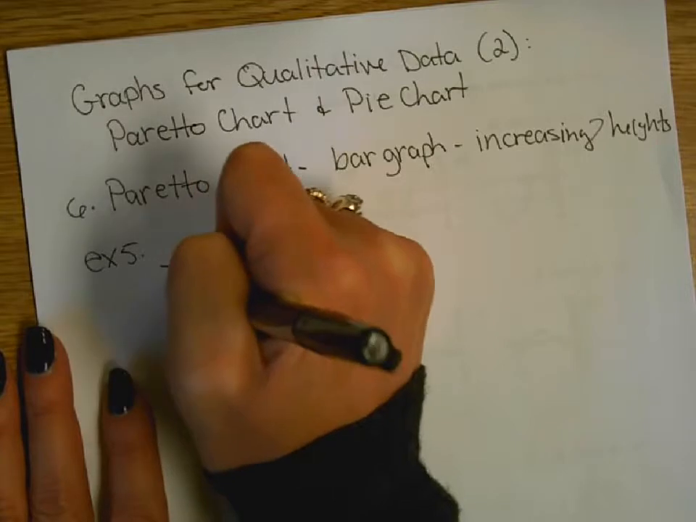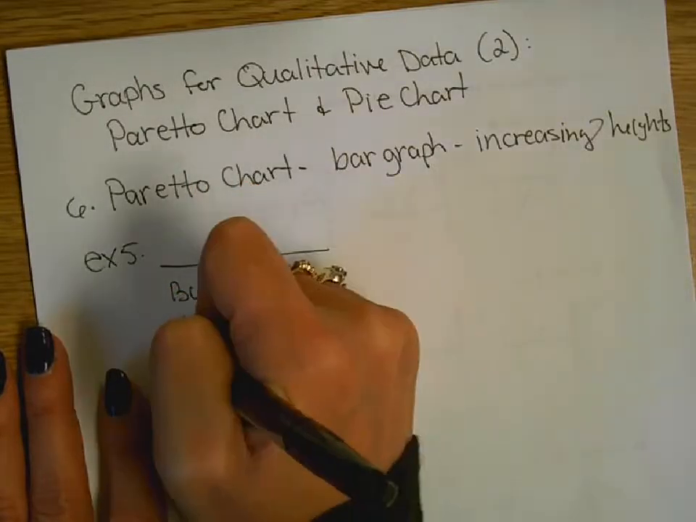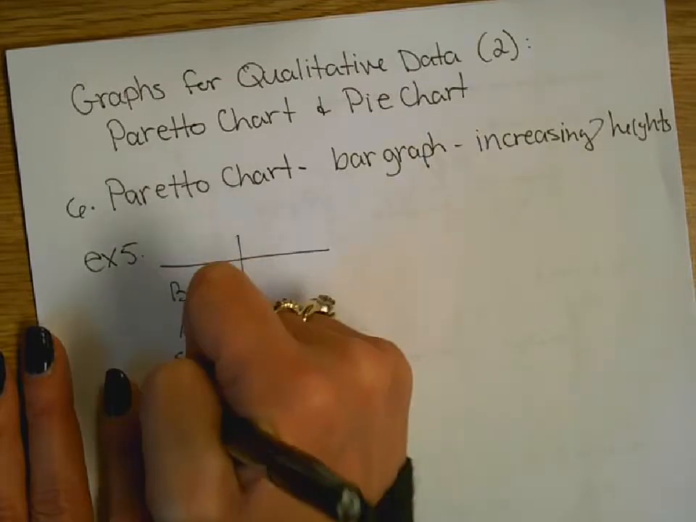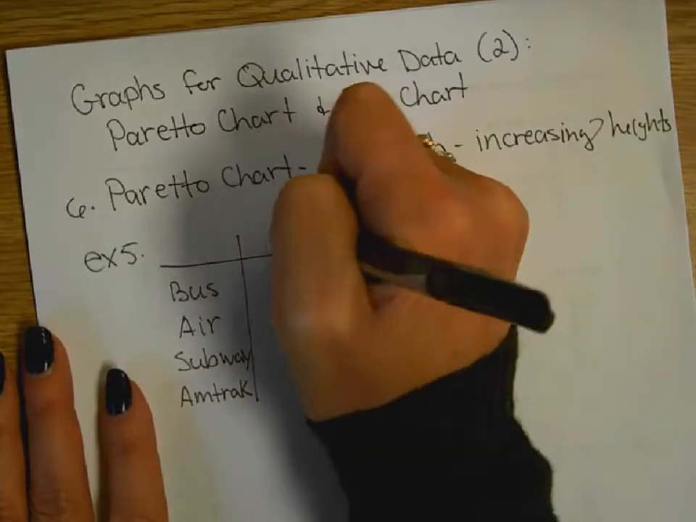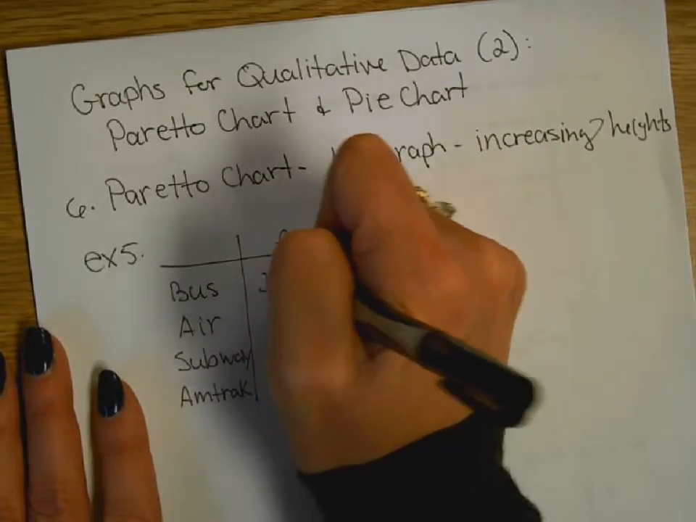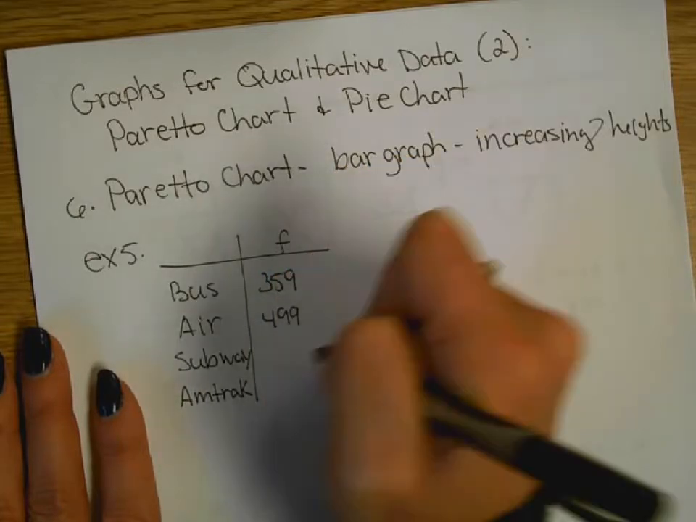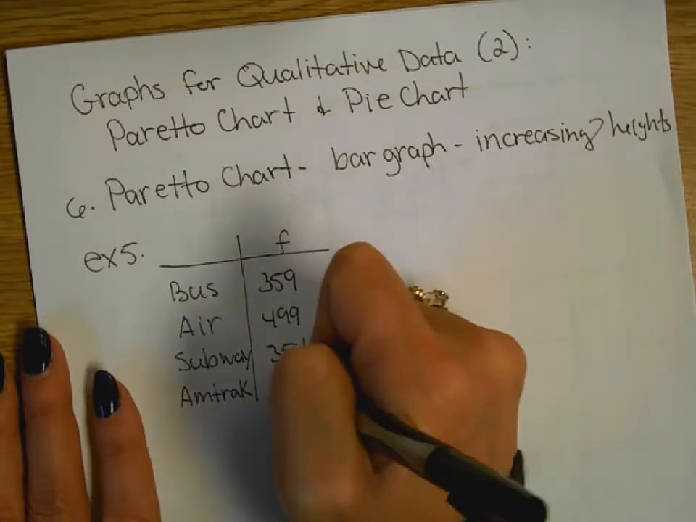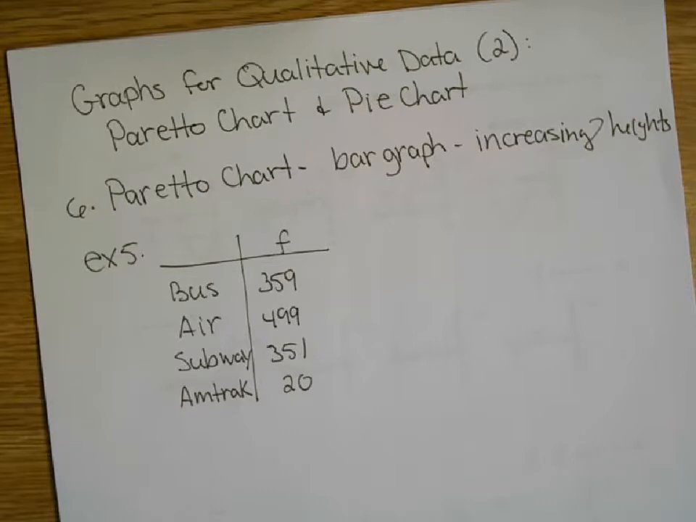You've got bus, airplane, subway, and Amtrak. And then the frequency, and these, they said, were in millions. So 359, 499, 351, and 20. And I rounded all these off.